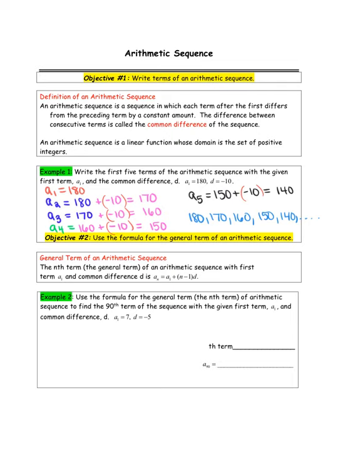The general term of an arithmetic sequence with the first term a1 and the common difference d is a sub n equals a1 plus parentheses n minus 1 times d. And we'll clean it up to write the proper a sub n without any parentheses. Use the formula for the general term, or the nth term, of an arithmetic sequence to find the 90th term.